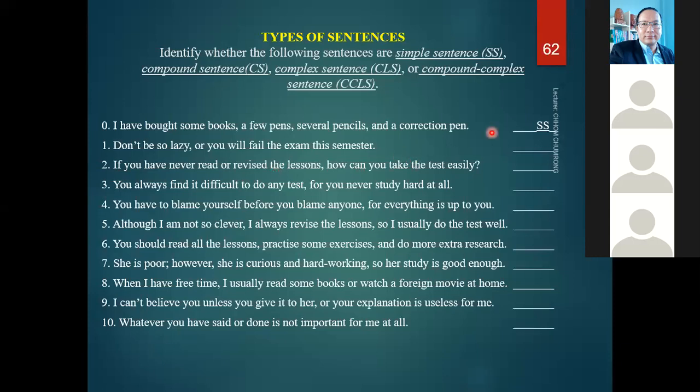How about number three? Compound, teacher. Yeah, compound sentence. Those are four fanboys, so that is compound. Okay. How about another one? Yeah, teacher. Number four. You have to use it.